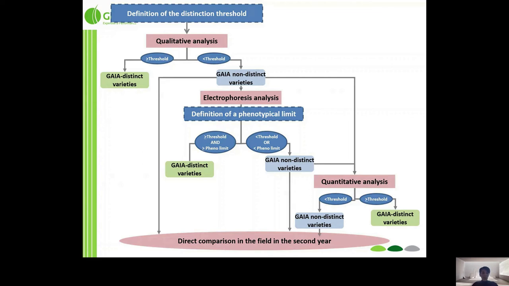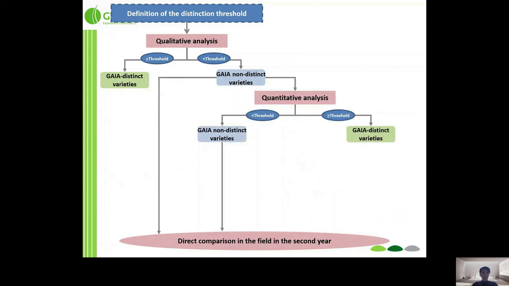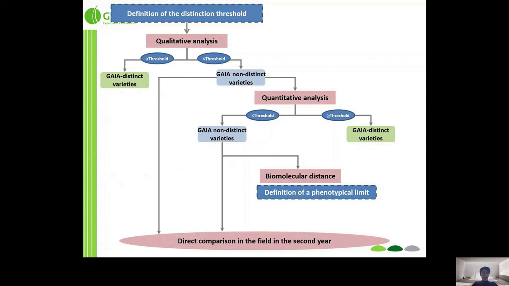Recently, we introduced the possibility to combine biomolecular distance with the phenotypical distance. In this case, of course, the electrophoresis analysis is not allowed by the software, and two new limits are introduced. The phenotypical limit, from which we can take into account the biomolecular distance, and the genotypic limit from which we can combine with the phenotypical distance. At the end, the objective is to reduce the number of varieties to compare in the field. Of course, the software option and analytical method change according to qualitative, electrophoretic, or quantitative characteristic.